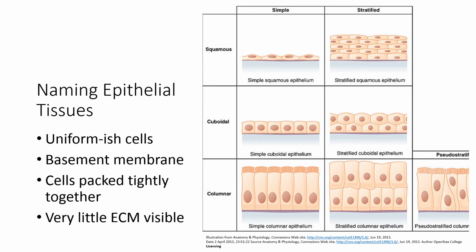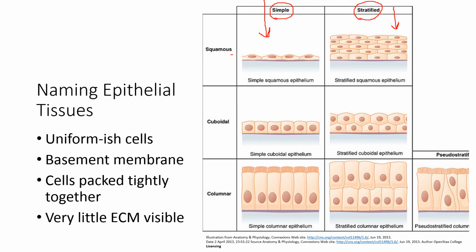The first part of the name tells you how many layers of cells there are in that tissue, and the second part of the name tells you about the types of cells. So if there's only one layer of cells, like what you see in this left column of this figure, then the name is going to be simple. That's a simple epithelium. If there's more than one layer of cells, like you see on the right side of this slide, then that's called stratified. Stratified, okay?